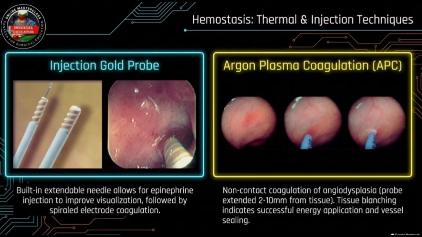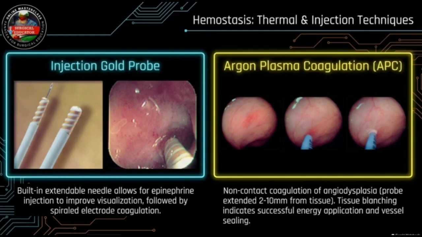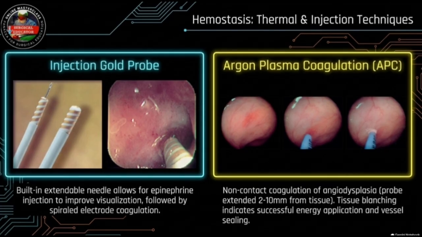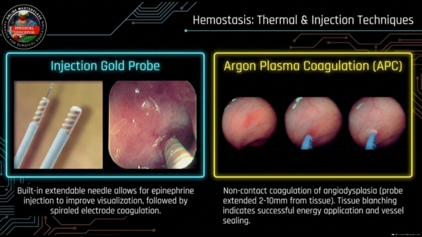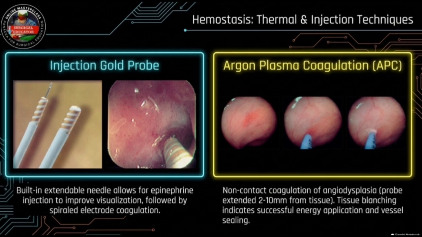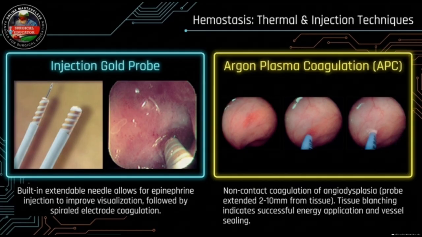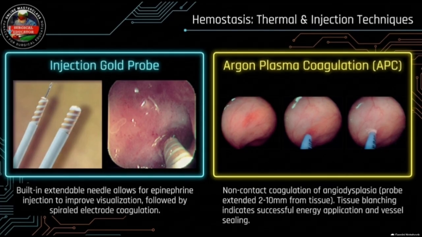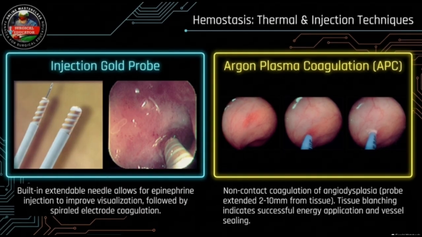Epinephrine is a powerful vasoconstrictor. When you inject it into the submucosa around a bleeding vessel, it causes the surrounding blood vessels to instantly clamp down and spasm shut. Oh, I see. This immediately slows the bleeding pool, which clears your visual field, allowing you to deploy the gold probe's thermal electrode directly onto the precise source of the bleed to permanently seal it.